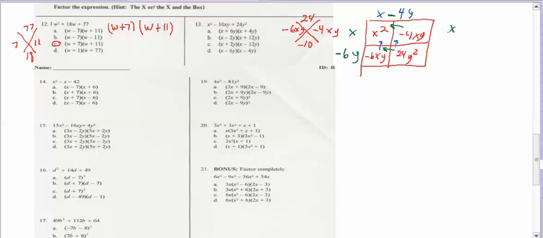So I'm looking for x minus 4y and x minus 6y. So x minus 4y and x minus 6y. It looks like it's D, and it doesn't matter which one goes first as long as they're the same. Okay, and so that was 13.